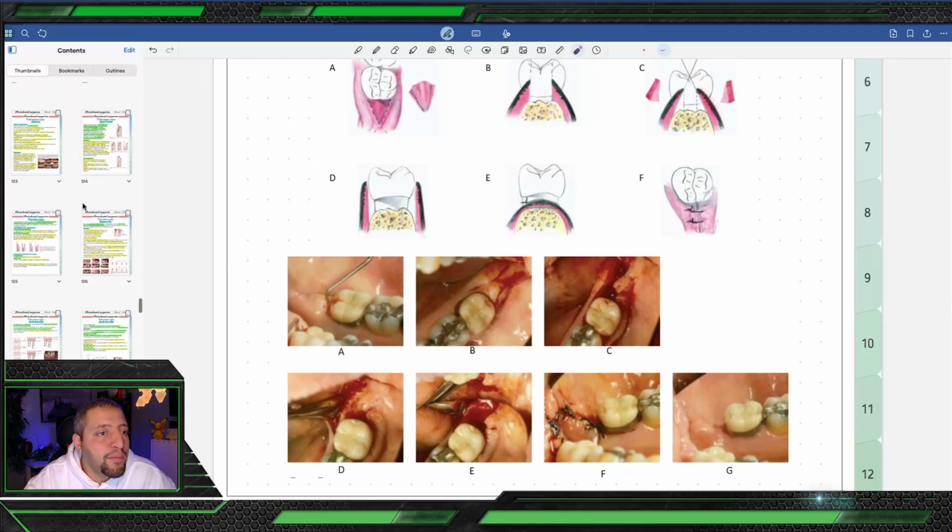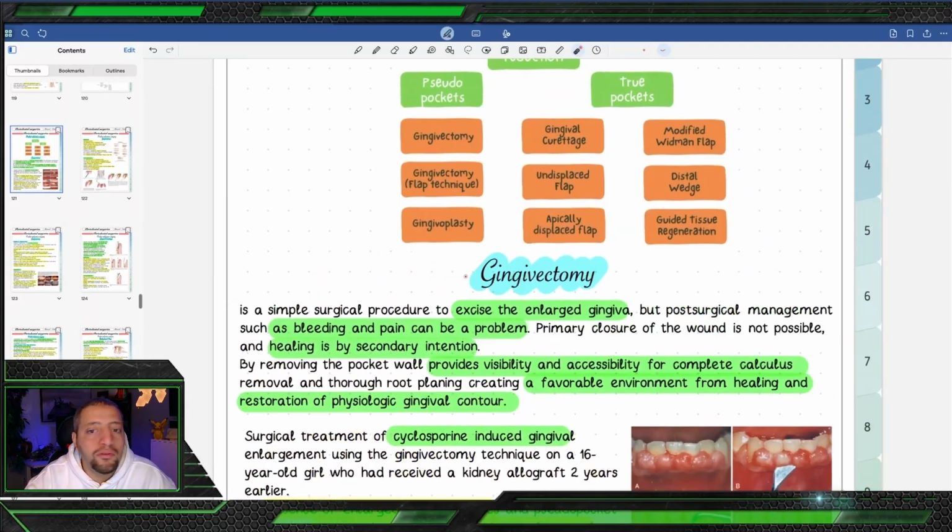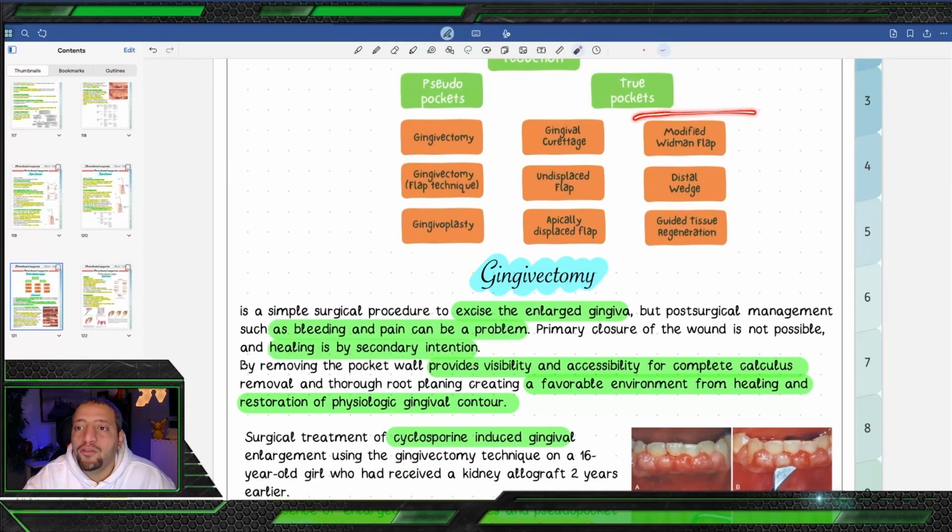Okay, recap quickly about these 2 techniques before we go to the next technique. Modified Widman is like having 3 incisions: internal, crevicular, and interdental. We don't like it, but it's fine. It can be done when we don't love to do invasive surgery, and the healing here is not going to be with long junctional epithelium.